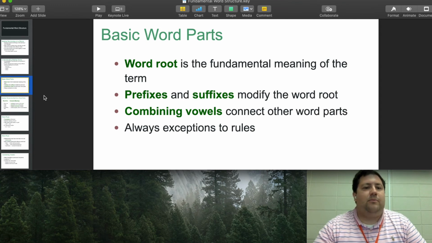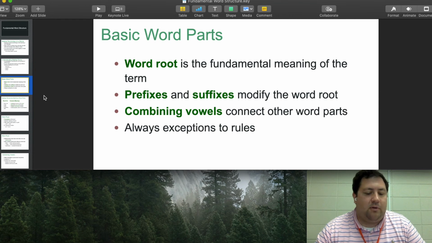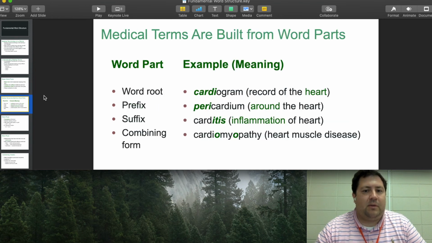Okay? Now, just like everything in language, we have rules, but there are always exceptions to those rules. There will be things that don't follow the rules we're about to talk about, but they are few and far between. It's still worthwhile to study the basic rule set.